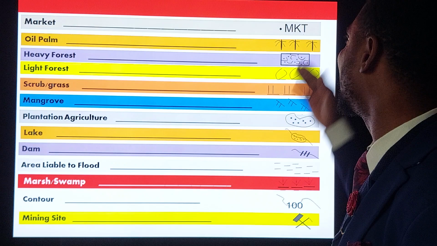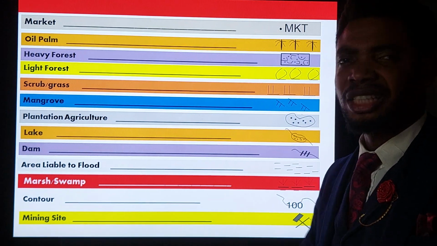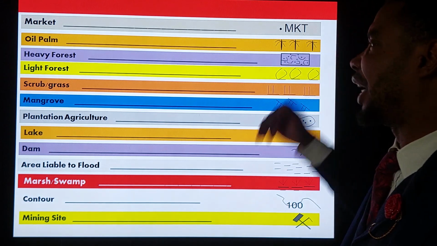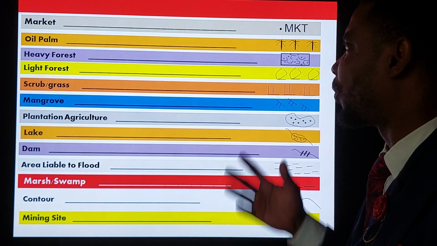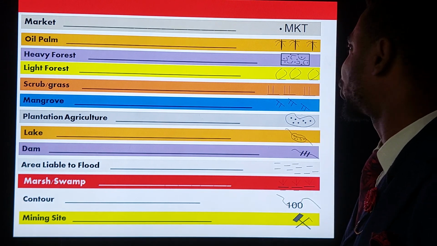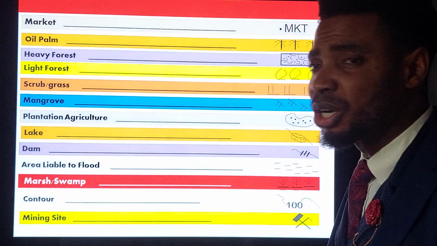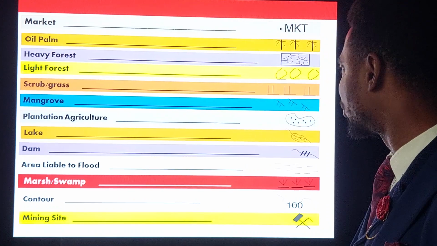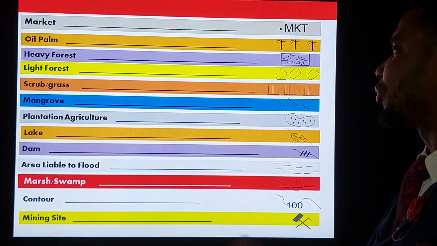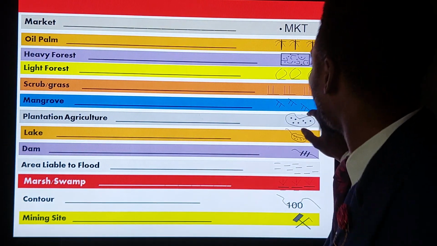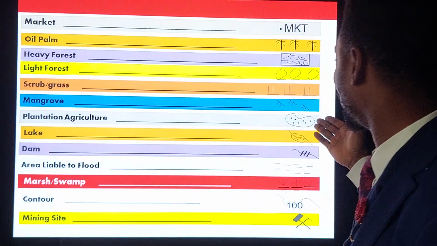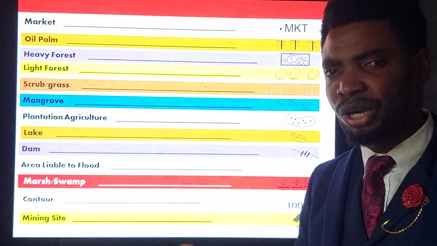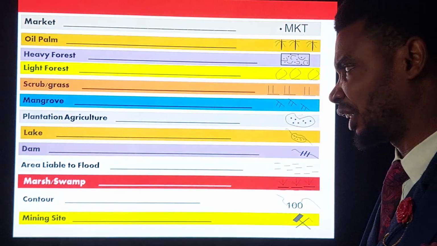Then oil palm, you see this sign that looks like a palm tree. That's an oil palm plantation. Then for a heavy forest, you see something like this, and so on. For a light forest, you see this. For shrub, you see this. Then for mangrove, it's slightly different from shrub and grasses. For mangrove, it's upside down. Then for plantation agriculture, you will see something like this. When you see this kind of sign, it means there is a plantation agriculture. Most likely, that environment is a rural area. That's how to interpret conventional sign.